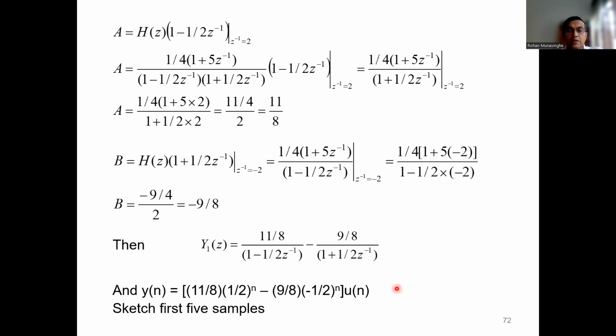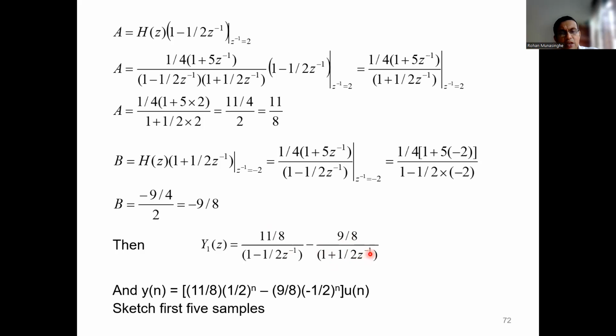two partial fractions. And the beauty is that you have seen these formats in the Z table. So when you see something like this, forget about 11 over 8 and 9 over 8, they are just coefficients. Other than that, what you see here is 1 over 1 minus something times Z to the minus 1. And here also it is 1 over 1 plus, which can be regarded as minus minus. So it is 1 over 1 minus alpha Z to the minus 1.